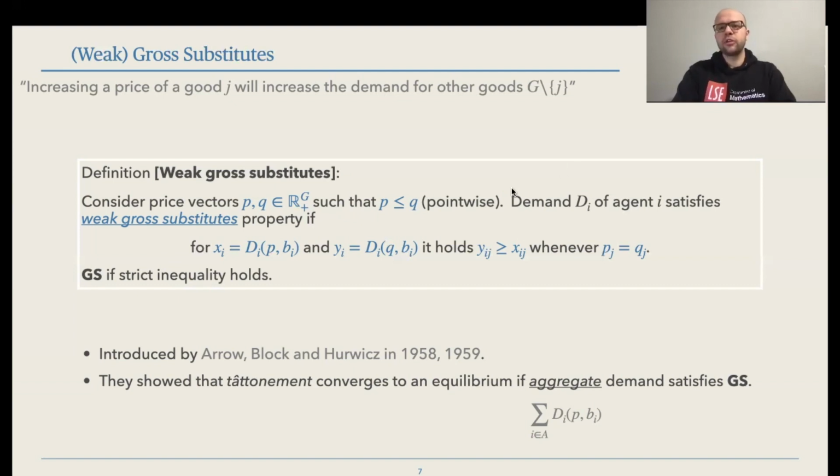And now it's really trivial to check that if all agents satisfy gross substitute conditions, then also the aggregate demand will satisfy the gross substitute condition. Having said all of that, let us go and see some examples of gross substitute demands.